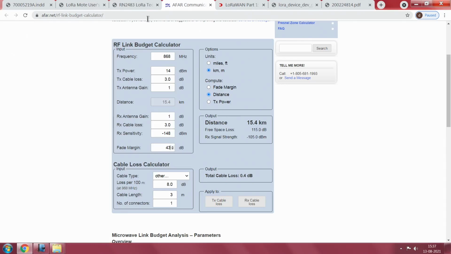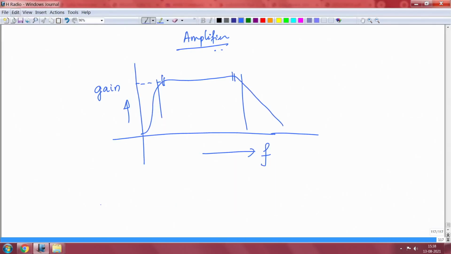You punch in the frequency of interest. 868 is allowed in India, so we will use 868. Transmit power is 14 dBm, that is also punched in. Cable loss: see, the power amplifier is here, and I typically denote it like this. I show you that this is the antenna. Now what about this cable that is connecting here, this L, this is the cable. So you will have what is known as a cable loss. I mentioned this already, that cable loss you have to subtract.